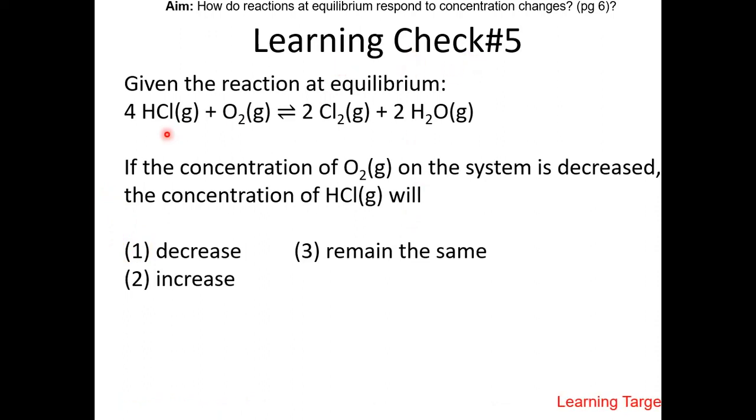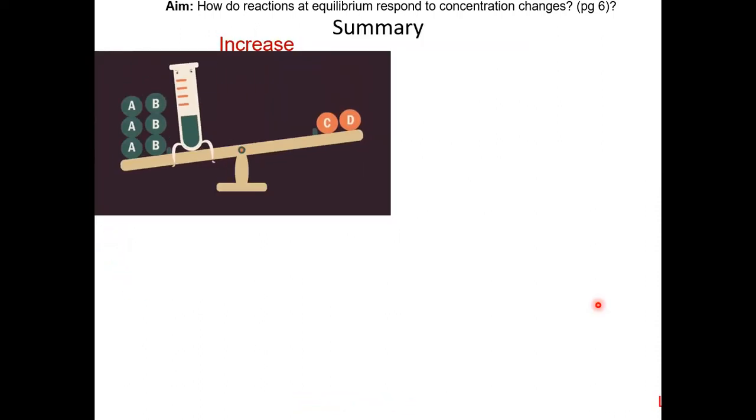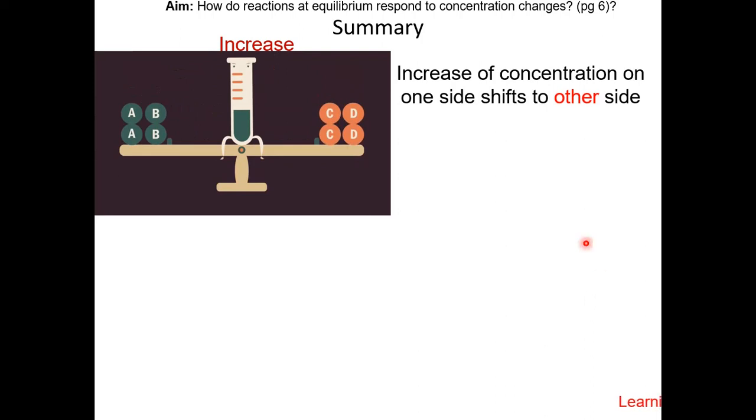Learning check number 5. If the concentration of O2 in the system is decreased, the concentration of HCl would do what? Pause the video and resume once completed. Since O2 is decreasing in the system, from the previous learning check, it will shift left to the reactant side. Since HCl is on the reactant side, it will increase. Choice 2.